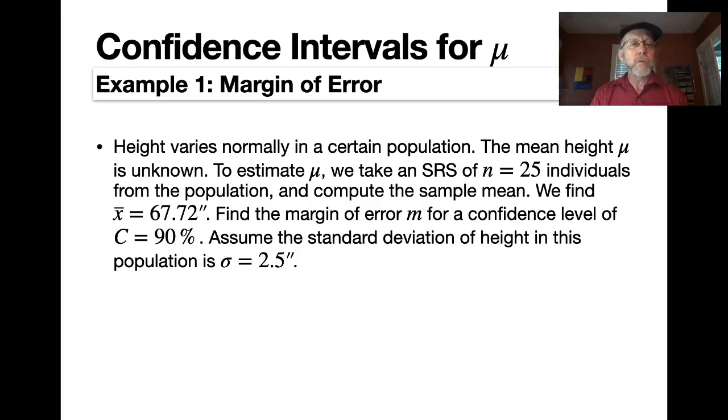Suppose that height varies normally in a certain population. The mean height is unknown, but to estimate it, we're going to take an SRS of n equals 25 individuals from the population and compute the sample mean. Suppose we find that the sample mean is 67.72 inches. Let's find the margin of error m for a confidence interval with a confidence level of C equals 90%. We can assume that the standard deviation of height in this population is sigma equals 2.5 inches.